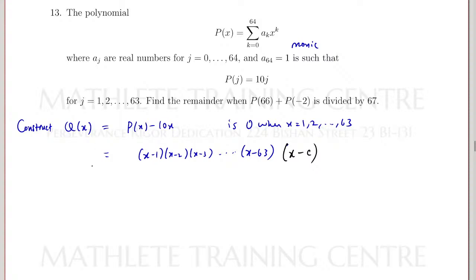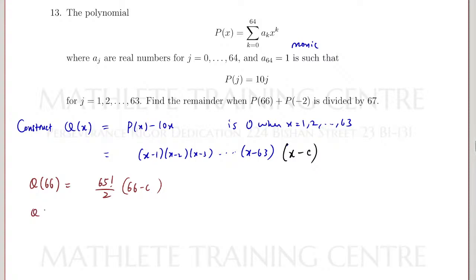So what happens if you take Q of 66? You have 66 minus 1, 66 minus 2, all the way to 66 minus 63. So that's going to be 65 factorial over 2, right? Because the only thing missing is 2 times 2 times 1 from the 65 factorial. But then when you put 66 inside here, this will be a 66 minus c.